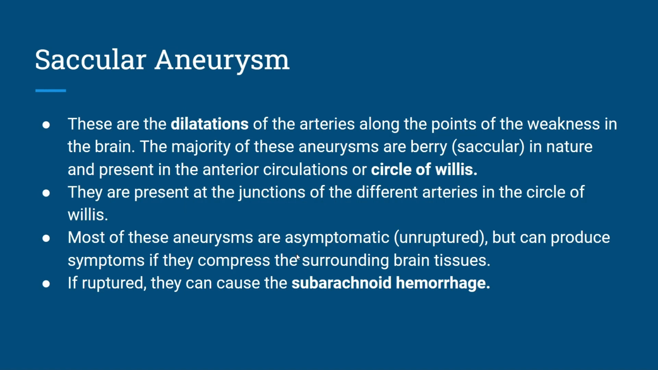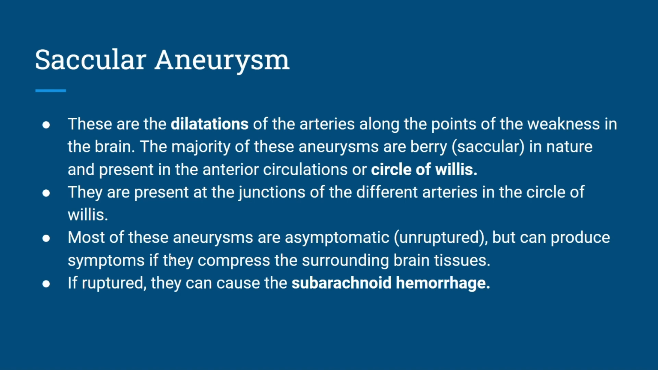For that, we need to understand what an aneurysm is. So these are the dilatations of the arteries along the points of weakness in the brain. The majority of these aneurysms are berry or saccular in nature and present in the anterior circulation or the circle of Willis. So most of these aneurysms are present in the circle of Willis. So they are present at the junctions of the different arteries in the circle of Willis.